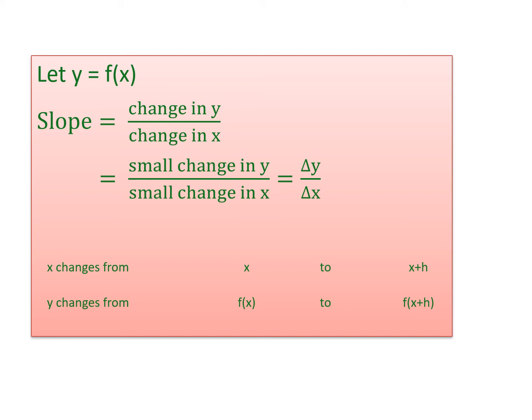Let y equal to f of x. Y is the dependent variable and x is the independent variable. Then slope is equal to change in y upon change in x. It is same as small change in y upon small change in x, which is equal to delta y upon delta x. Now let x change from x to x plus h, then y will change from f of x to f of x plus h. That is, we replace x by x plus h in y.